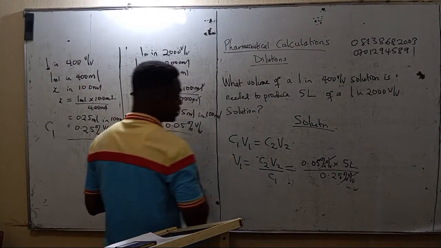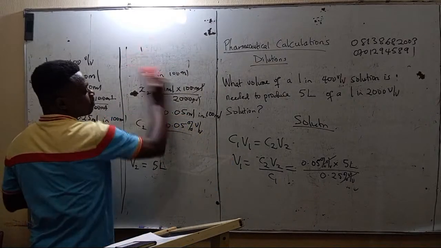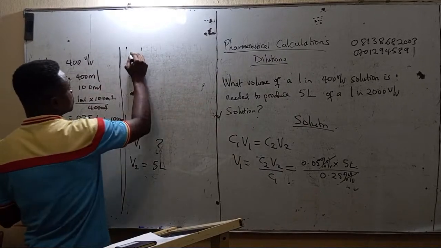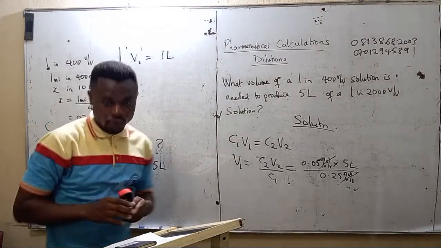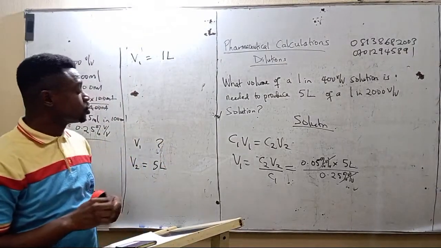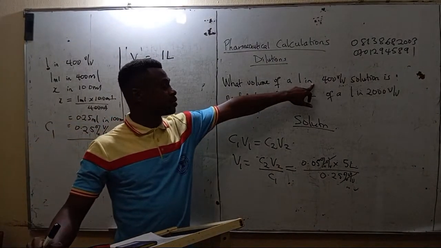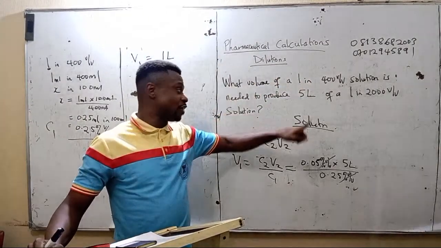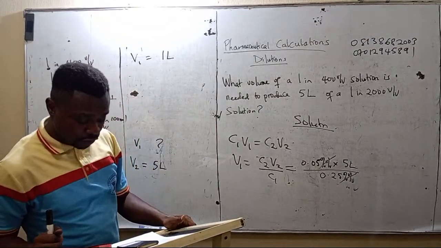So V1 is actually 1 liter. V1 is 1 liter. So this is the volume of this strength that was diluted to 5 liter to produce 1 in 2000 volume in volume.